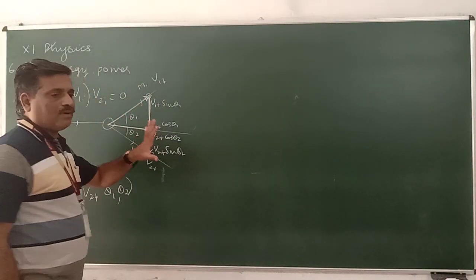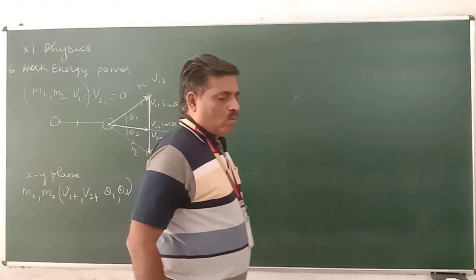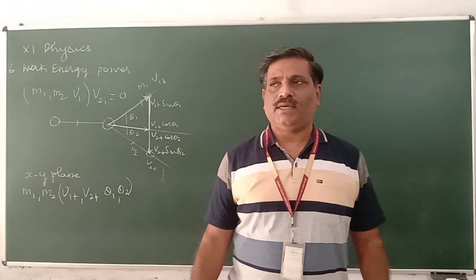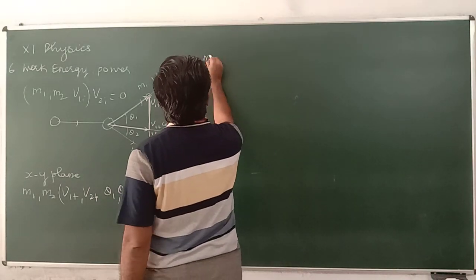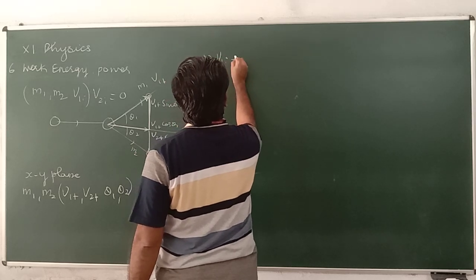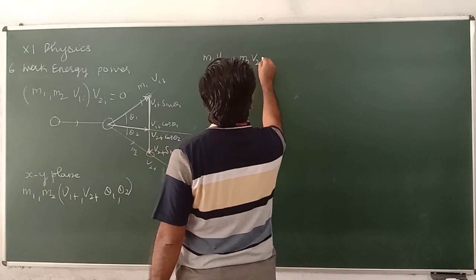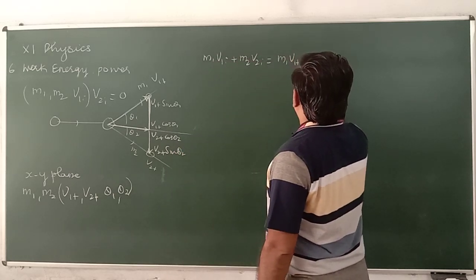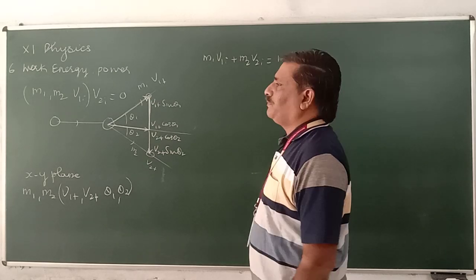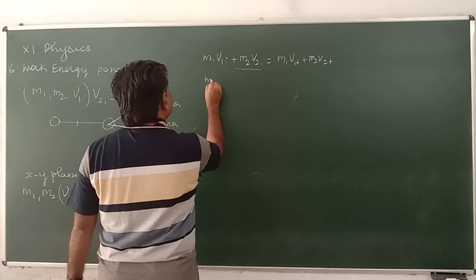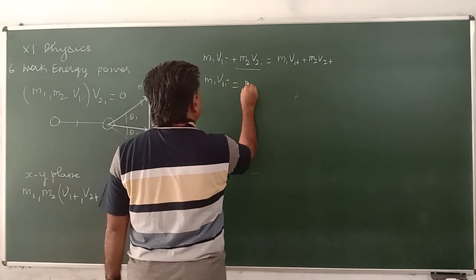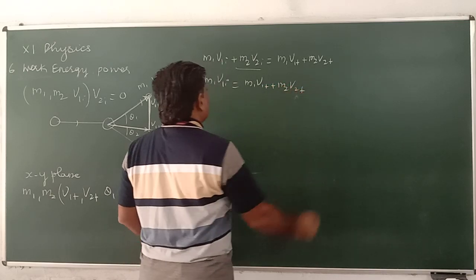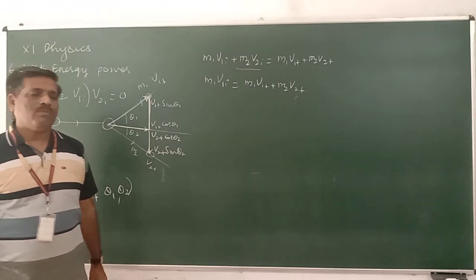Now here, we can apply the law of conservation of momentum. What is the law of conservation of momentum? The initial momentum of the system is the same as the final momentum. Initial momentum m1 v1i plus m2 v2i is equal to m1 v1f plus m2 v2f. This v2i is taken as 0, so it becomes m1 v1i equal to m1 v1f plus m2 v2f. We get this from the law of conservation of momentum.